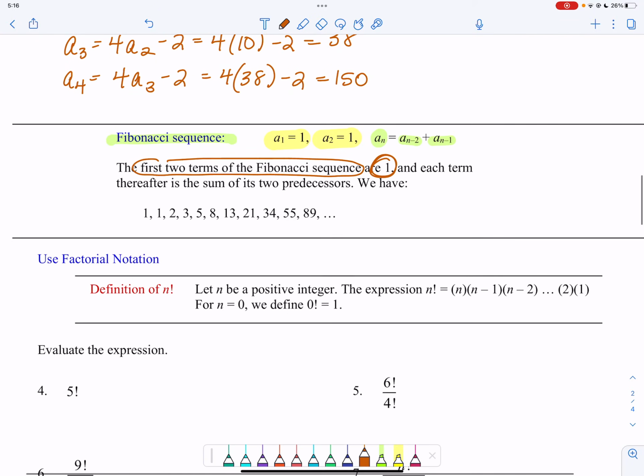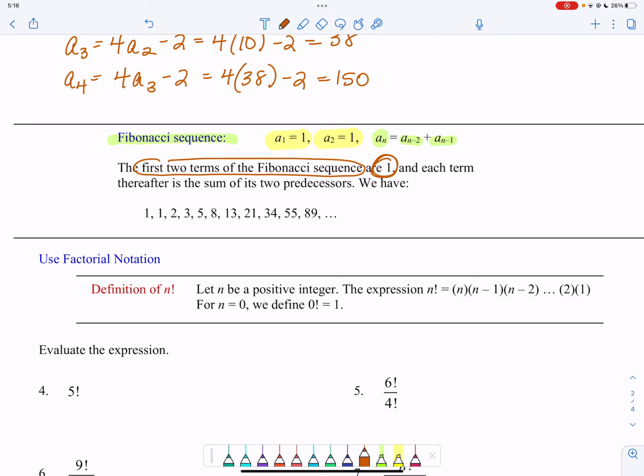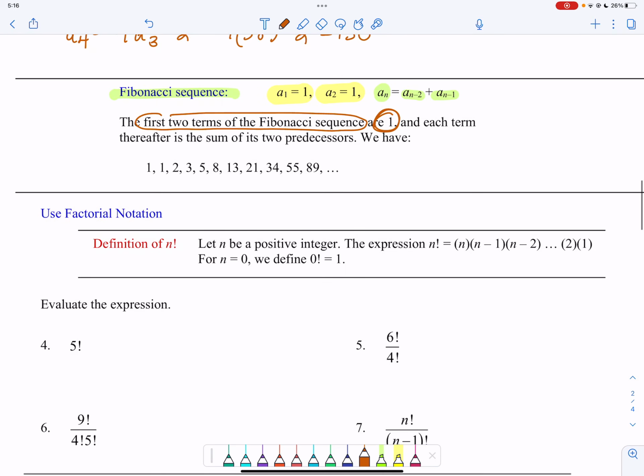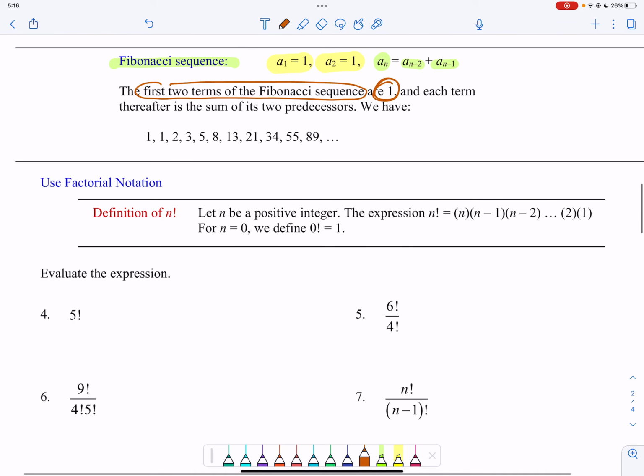And then after that, they add the previous 2 numbers together. So there's your first, there's your second. And here 2 is 1 plus 1. Let me circle this in a different color. 3 is 1 plus 2. 5 is 2 plus 3, and so forth. So that's the Fibonacci sequence.